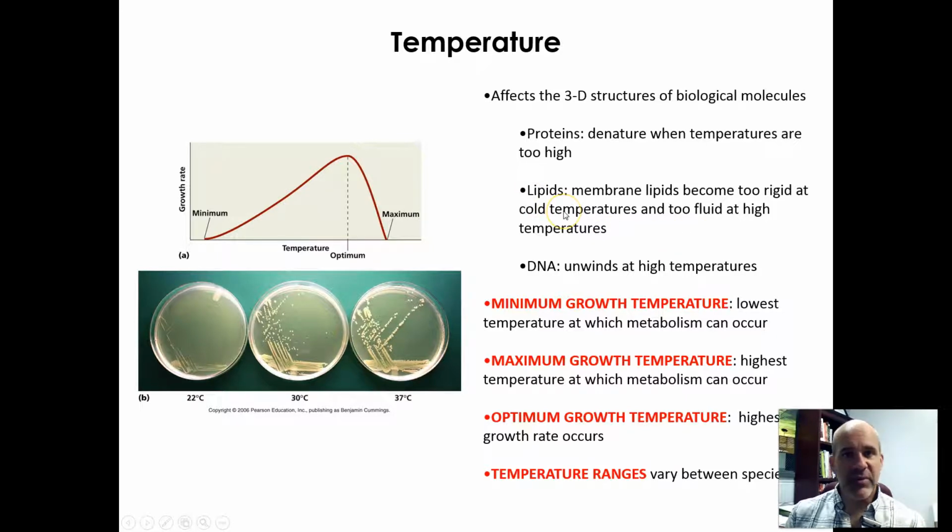Lipids at cold temperatures, your membrane lipids become too rigid. A membrane is supposed to kind of be a fluid, flowing type of structure, believe it or not. It's not supposed to be a rigid structure, and so cold temperatures can impact lipids. And DNA at really high temperatures, double-stranded DNA, will actually unwind. And that's not good for an organism either, for that to happen when you don't need it to. And so those are some different ways that temperature will impact biological molecules.